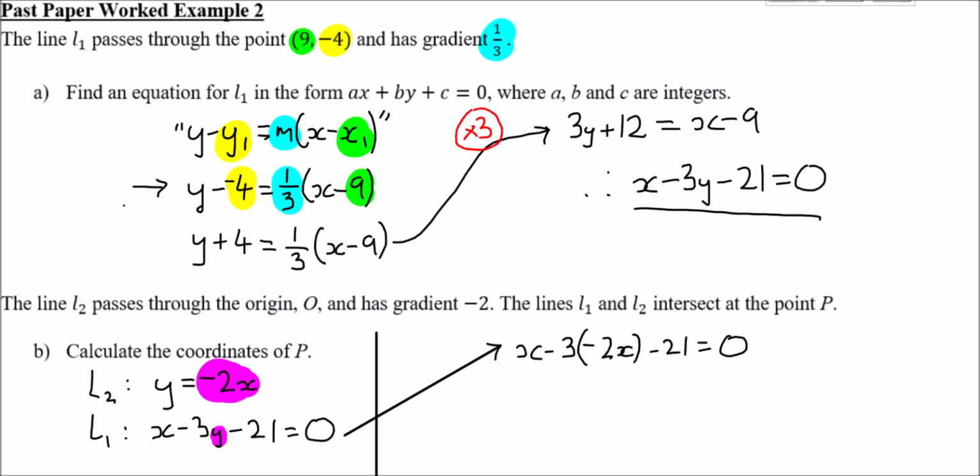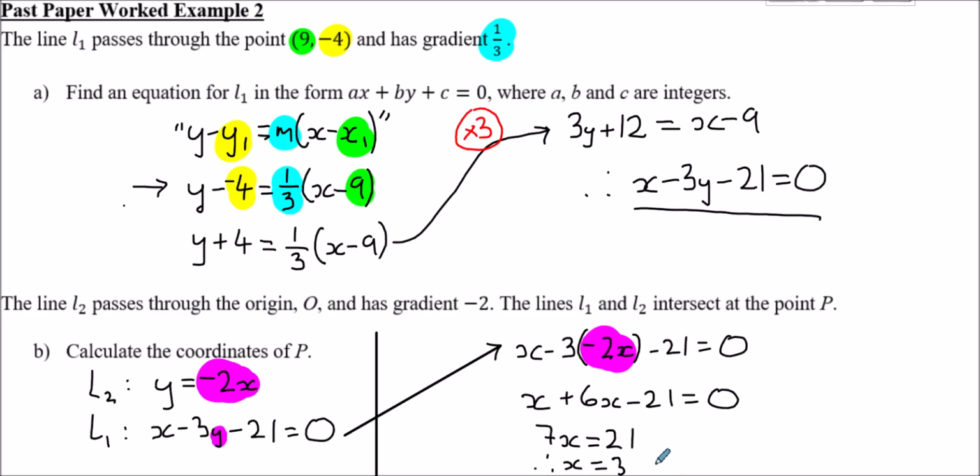And again, if you're not sure where that minus 2x came from, just to remind you, it's come from the fact that we're subbing in y is minus 2x because L1 and L2 are going to intersect. So let's neaten this up. x minus 3 times minus 2x is plus 6x. Minus 21 equals 0. x plus 6x is 7x. Add 21 to both sides. 7x is 21, so therefore x is 3.